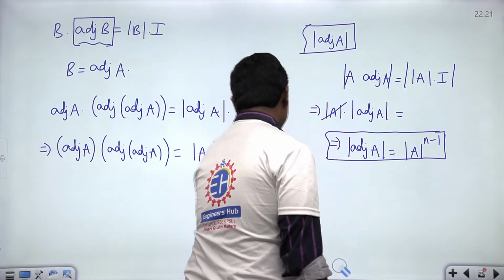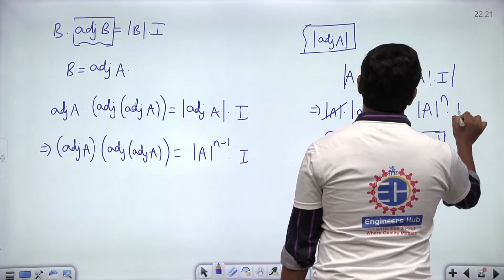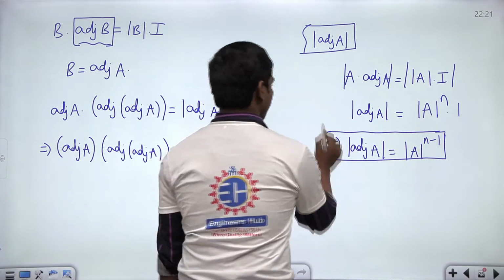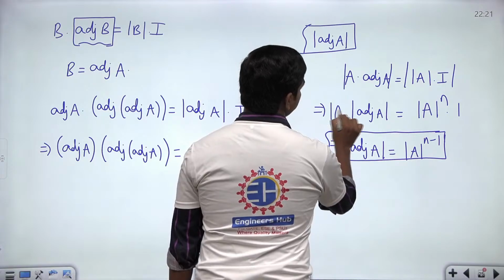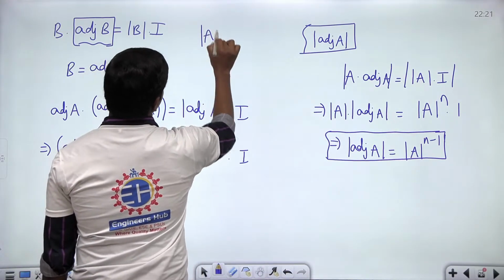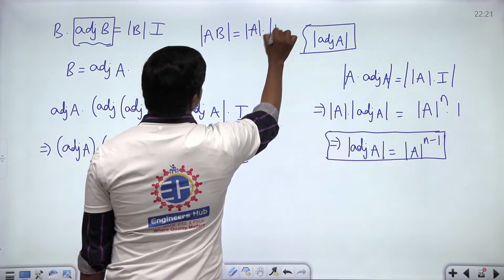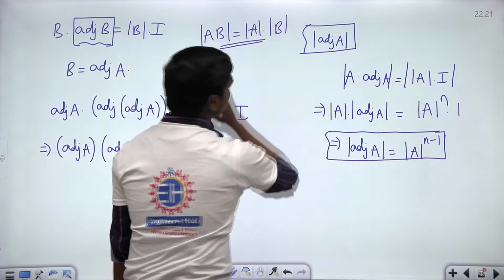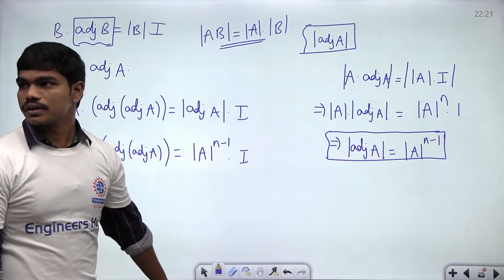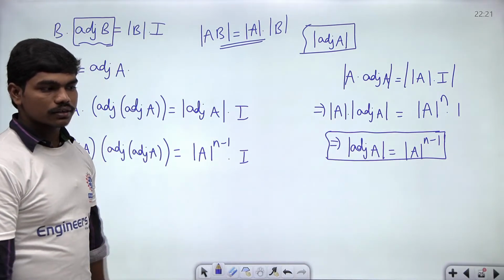You are asking me how this is det A into det of adjoint A, correct? Because if you have two matrices product A times B, you can write this as det A into det B. This is what you have all the time, so definitely you can write det of adjoint A is equal to det A whole power n minus 1. Is that clear to all of you? If that's clear, then we will go for the next part.